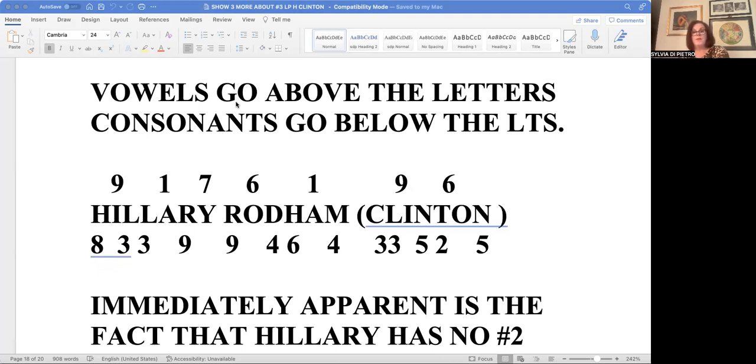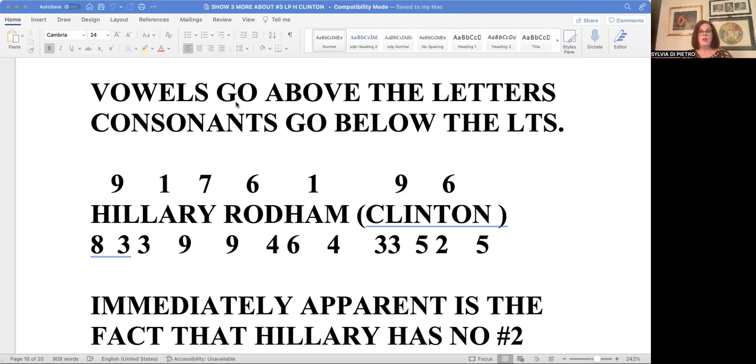We put the number vibration on top of all the vowels. So in Hilary, we have the vowel of the I, which is a 9 vibration. The A is a 1. And if there's no vibration in the last syllable of the name, the Y becomes a vowel. So you see, I have the 6 above the O in Rodham and the 1 over the A.